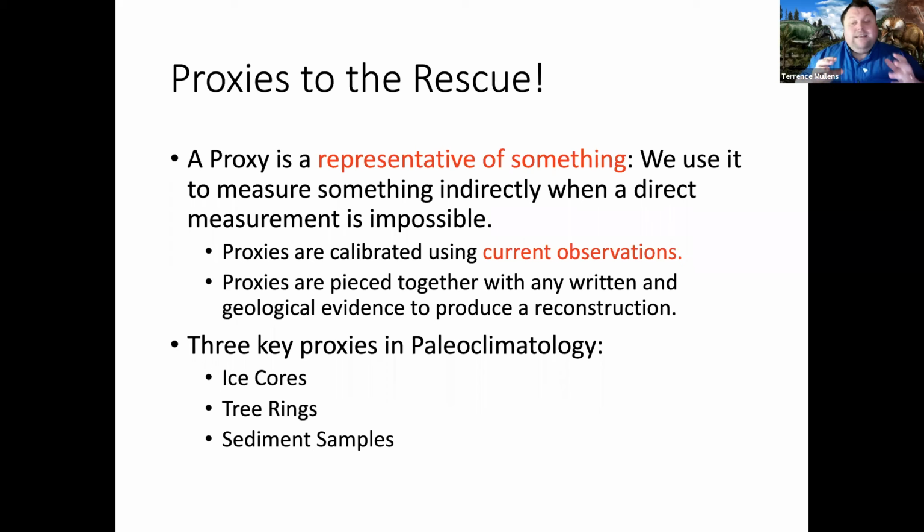And there are numerous proxies that we use. There are three that I just mentioned here, but there are even more than just these three, but these are the big three ones. Ice cores, tree rings, and sediment samples. And each one tells us a different story. And what we can do is, combined with geological and archaeological evidence, we can piece all of those things together to put together a pretty good picture of past climate, what we would call a reconstruction. So that is how we look back into the past. We use these paleoclimate proxies.